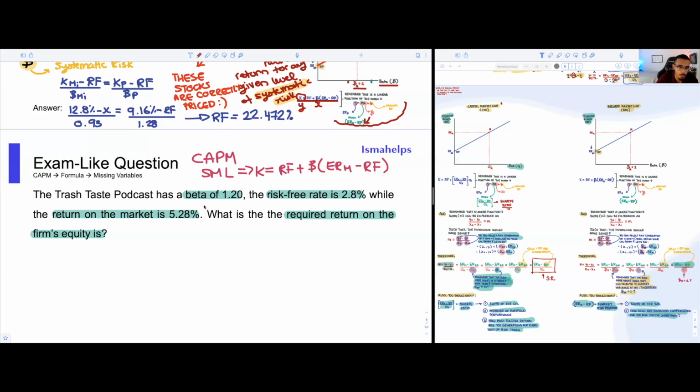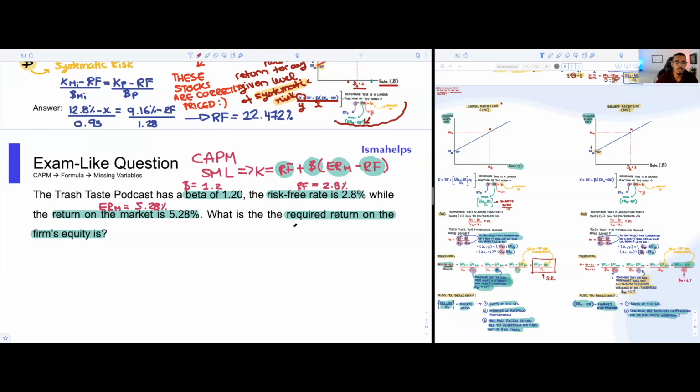So we know that we have our beta. So beta is equal to 1.2. It's already there. We can highlight that within our formula. We know that our RF, our risk-free rate, is equal to 2.8%. That's amazing stuff. So already there, we could highlight that in our formula. And look at that, we're only missing one thing, and that's the return on the market. So ERM. ERM is equal to 5.28%. And just like that, we have everything we need from our formula.